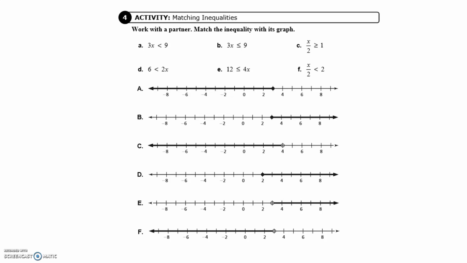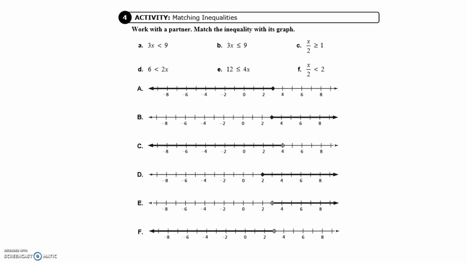There are so many different strategies you can use to narrow down and eliminate the possible answers. For example, A, D, and F have to have an open circle, because it's greater than or less than, not greater than or equal to or less than or equal to. Whereas B, E, and C have to have a closed circle.